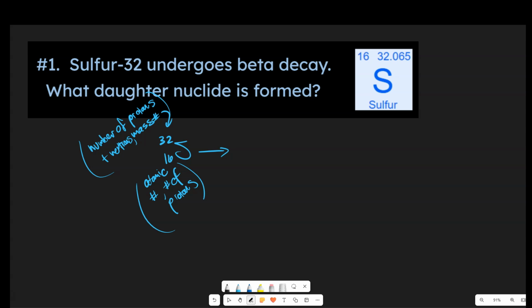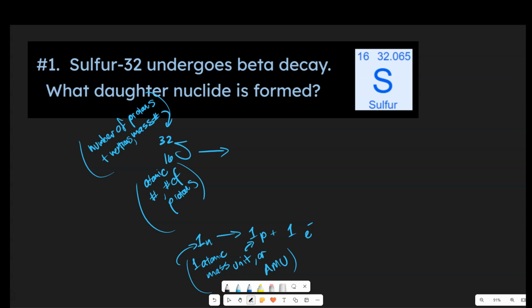So if sulfur undergoes beta decay, let's think about what happens here. We've got one neutron that undergoes a change, and you end up with one more proton plus one electron. So what would happen in terms of our mass number? Our mass number would actually stay the same because one neutron is one atomic mass unit, or AMU, and one proton is as well. One way to think about this is that an electron has much less mass, so we ignore the mass of an electron in this process here.